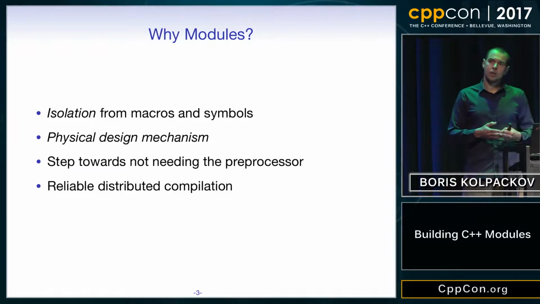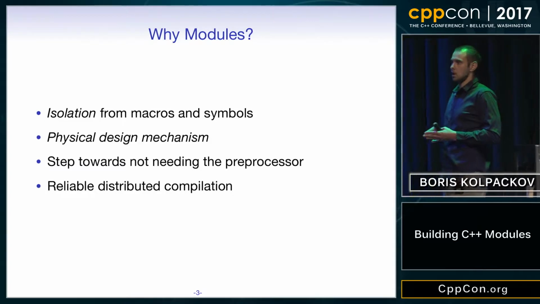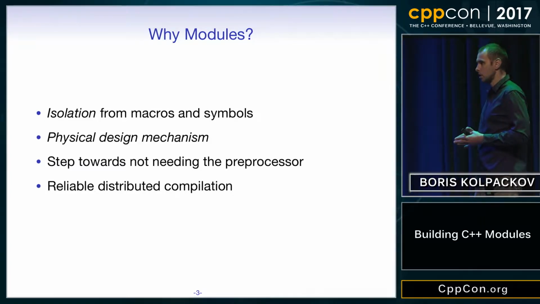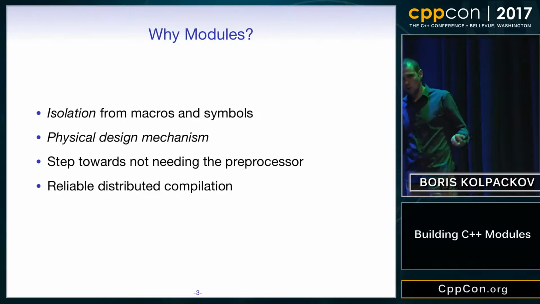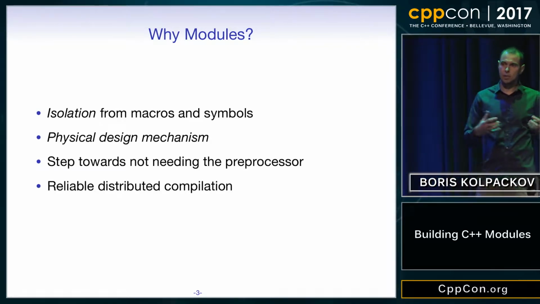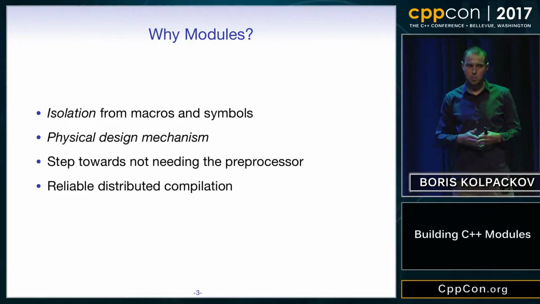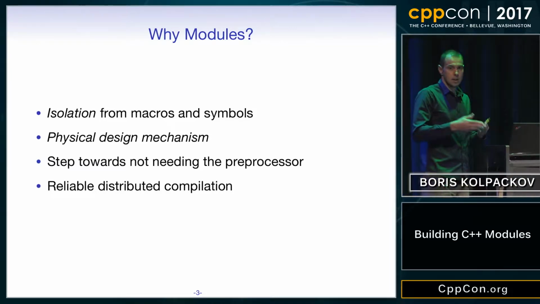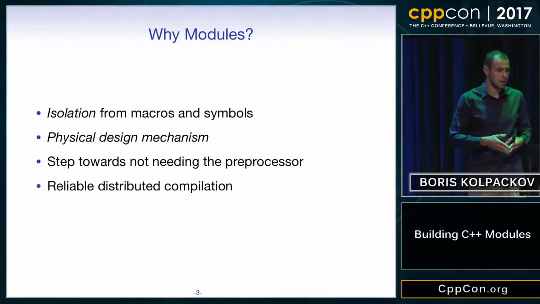Modules also open the door for a reliable and generally available distributed C++ compilation. With modules, a build system can make sure that the compiler on your local host and a remote machine have exactly the same set of inputs. This is not the case with headers. The compiler searches for headers on your machine in some unspecified directories, and it's hard to make it work reliably unless you have a tightly controlled environment.